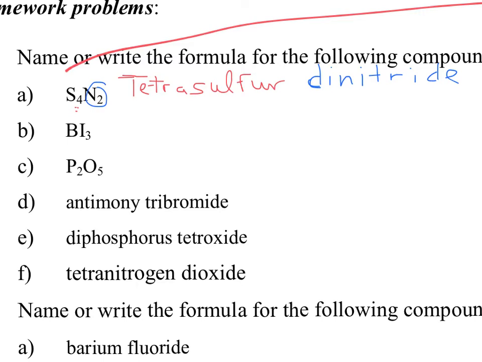Okay, moving on to the second one. Boron is the element. There is no subscript, so that tells us that we don't have to have a prefix on the first one, and so it's just boron. The second element will always have a prefix, and the ending is going to change. The prefix for 3 is going to be tri, and it's going to turn from iodine to iodide, so triiodide.